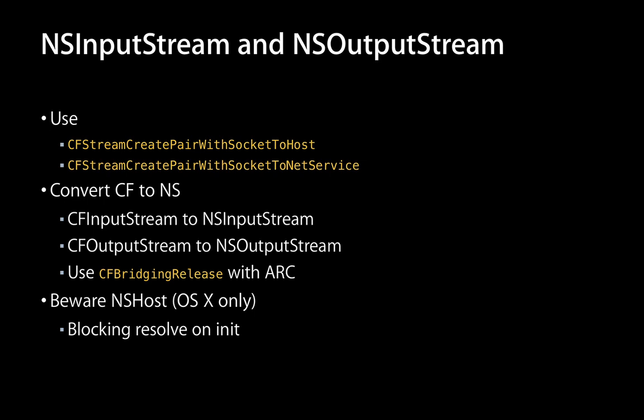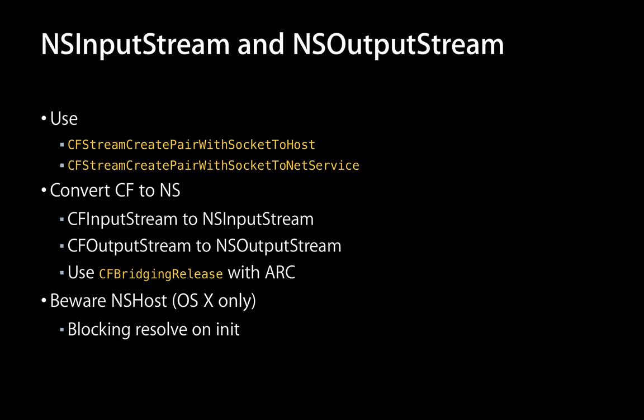A lot of us use Cocoa to program, and we'd really like to be able to use the NSInputStream and NSOutputStream classes. Unfortunately, there's not a great way to create these classes directly in Cocoa. You'll need to drop down to the CF APIs to create these objects. What we recommend, if you've got a host name you want to connect to, use CFStreamCreatePairWithSocketToHost. And if you have a Bonjour service, go ahead and use CFStreamCreatePairWithSocketToNetService. These will give you back a CFInputStream and a CFOutputStream, which you can then use as NSInputStreams and NSOutputStreams.